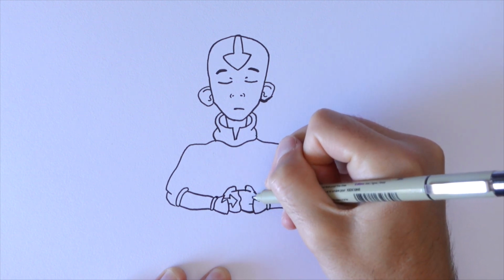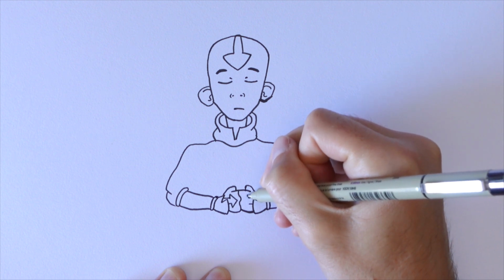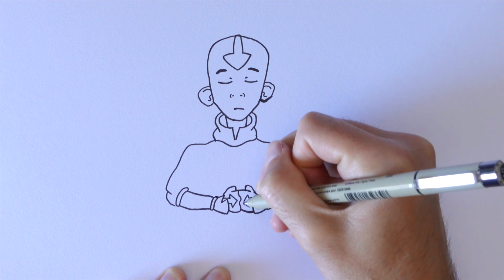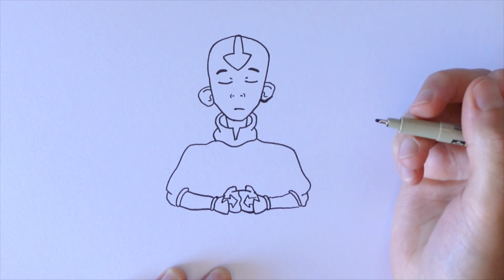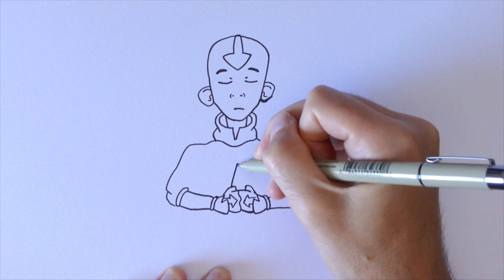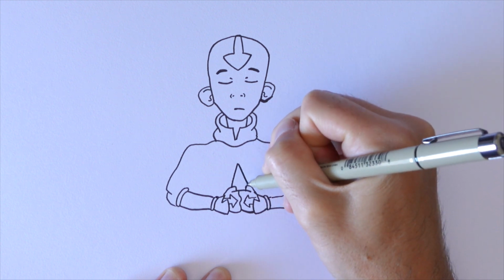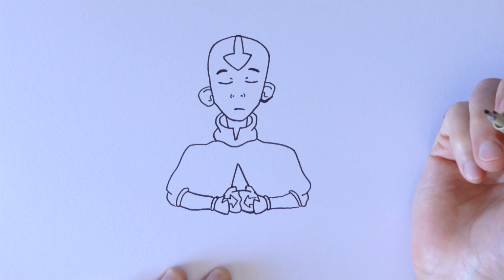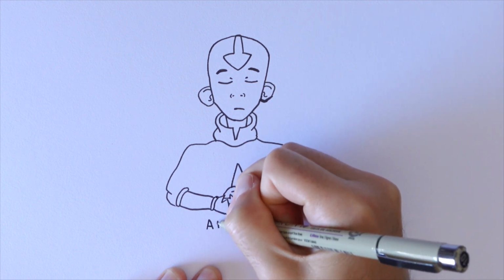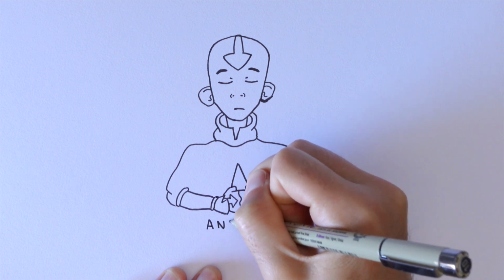We're going to come out from the sleeve on both sides. Go up, angle it in, go down, angle it in. And there we go. And the last thing that we have to do is draw the little opening inside Aang's shirt here, and we just draw an up-down V connecting to his thumbs. And that is pretty much it. This is how you draw Aang from Avatar the Last Airbender.